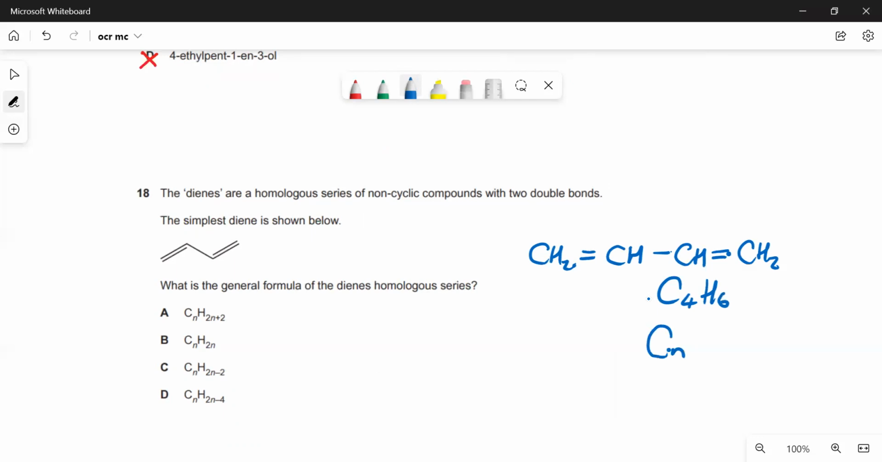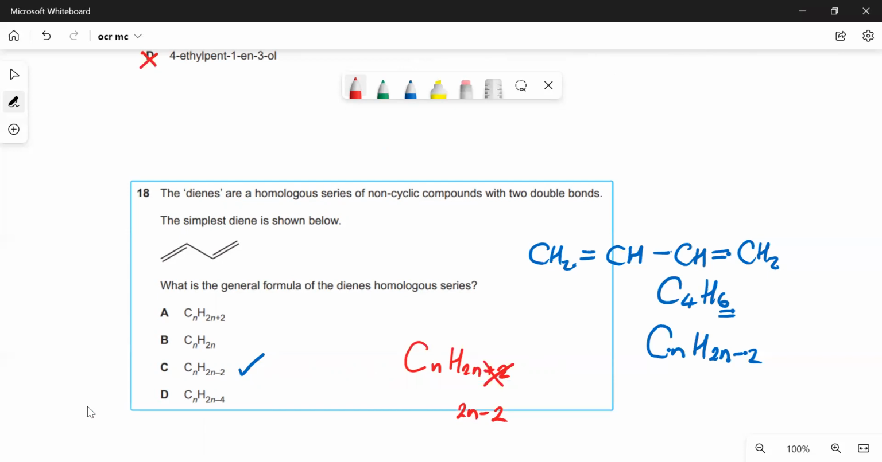Now, how do we get that? So that means it's going to be H 2 times 4, which is 8, minus 2 to get the 6 there. So that's going to be our answer there. Another way of thinking about that is if you've got an alkane, it's always going to be CnH2n plus 2. If you've got one double bond, then you lose 2 hydrogens, don't you? So if you've got 2 double bonds, you'd have to lose 2 more hydrogens, so it would be minus 2. C is the correct answer there.